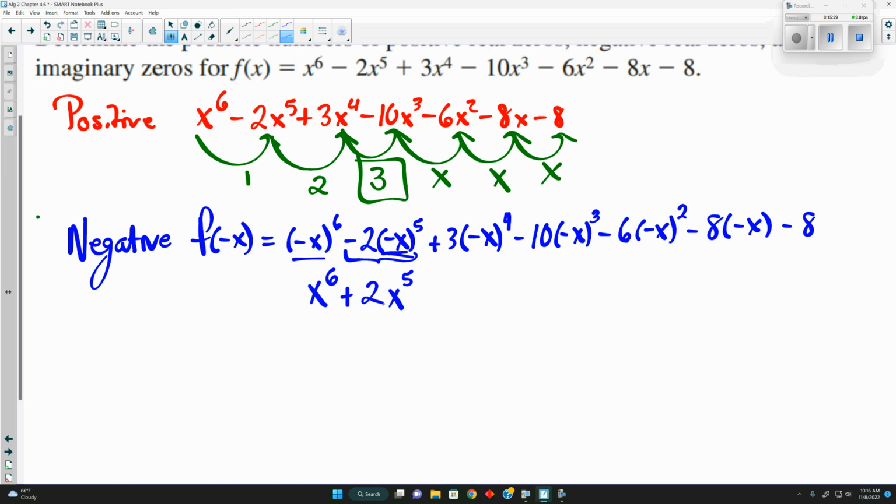So here, the next power is what? Just 5, 4, even, so the sign stays the same. So it's plus, so it's going to stay plus 3x to the 4th. Next one, our power, is it even or odd? Odd, so it's going to change. So since it was negative, it's now positive.